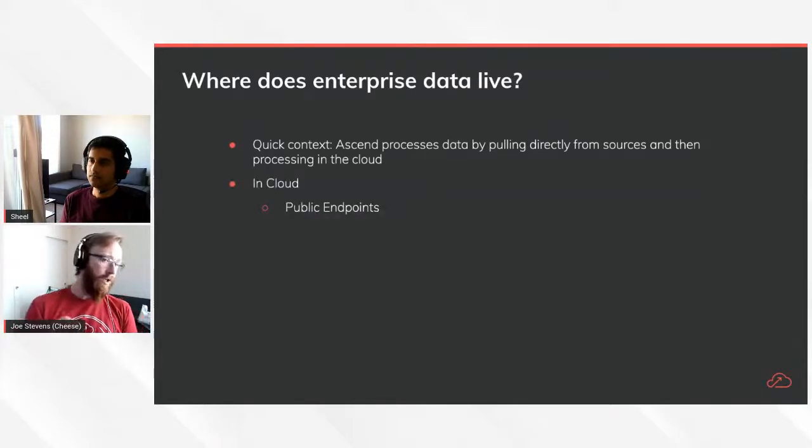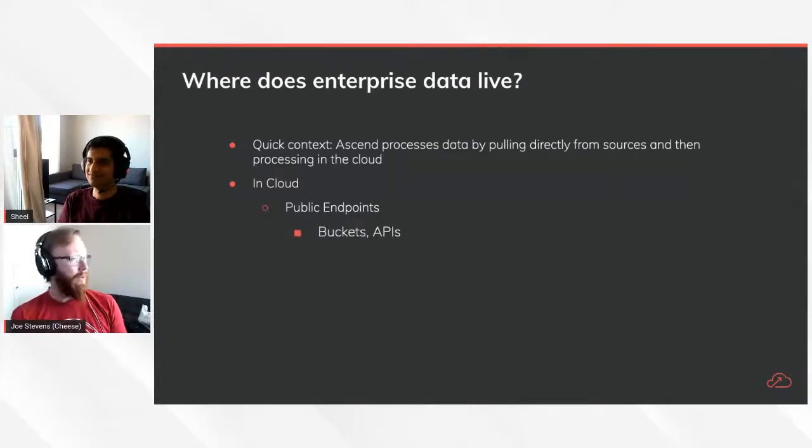So customer data, it lives in the cloud in many cases. Oftentimes this will have public endpoints. Public endpoints are generally very easy to access. This is characteristic oftentimes of buckets and APIs. Buckets is often your data lake sort of situation. APIs can be your various apps you may be consuming from, or other vendors that a customer might be using may have an API they want us to consume from.